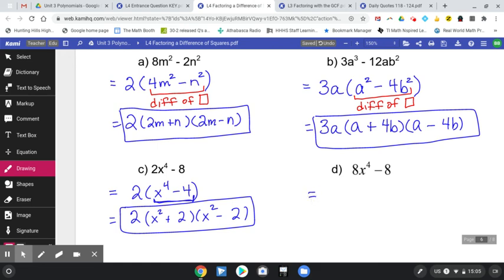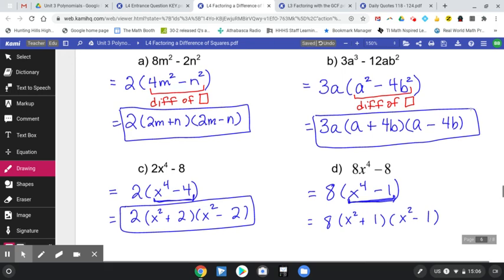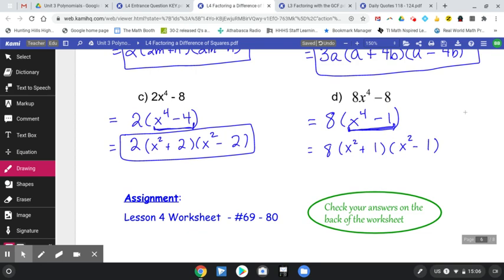So common factor I can pull out is 8. And then x to the 4th minus 1 would be the other factor. But I am not done because look at that. There's a difference of squares right there. Have to keep going. So square root of x to the 4th is x squared. Square root of 1 is 1. One is add, one is subtract. Anybody notice that we are not done yet? There's a difference of squares in here still. So we have to keep going.